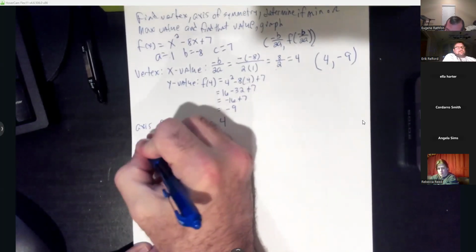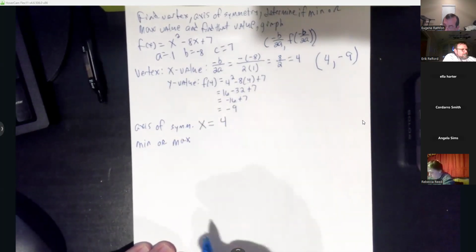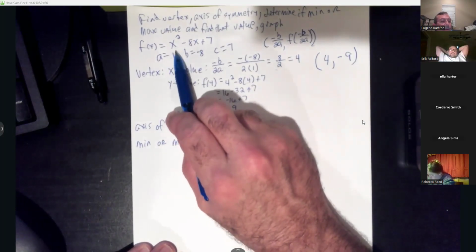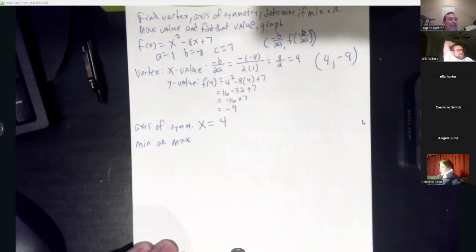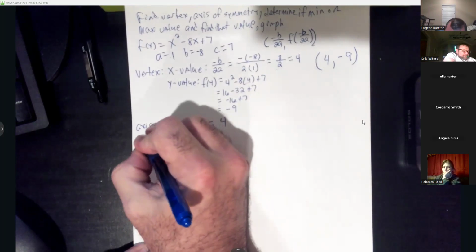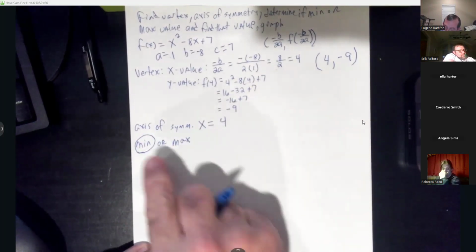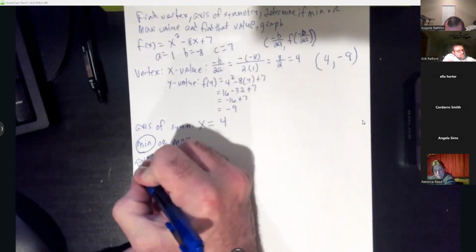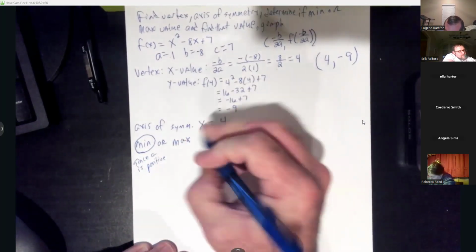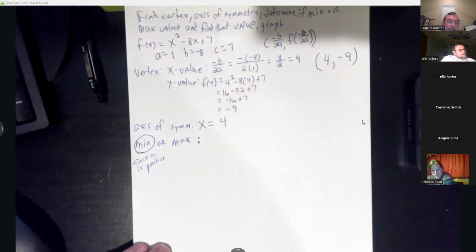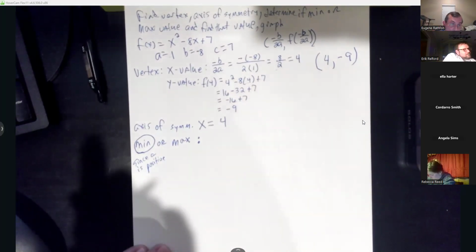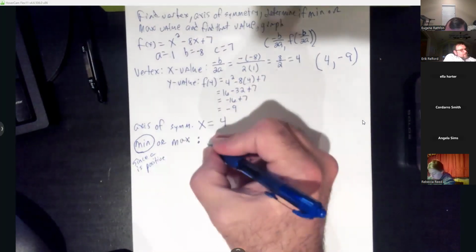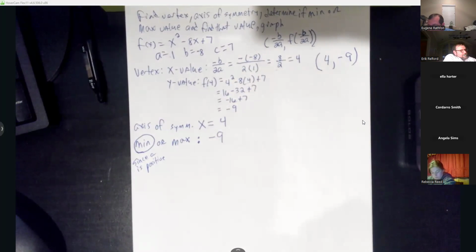Now, min or max. Is this going to be a min or max? Well, y'all, I look at A. A is a positive 1 here. Since A is a positive 1, it's going to look like a U. Carlithia, good job. It's going to be a minimum. And remember, it's a minimum because this A is positive. All right, so now, since it's a minimum, what is the minimum value? All right, good job. That's going to be a negative 9.